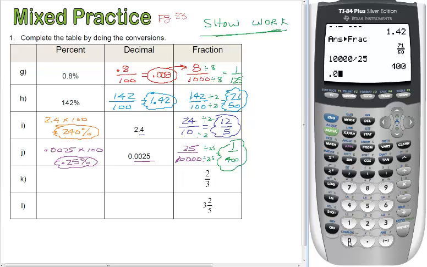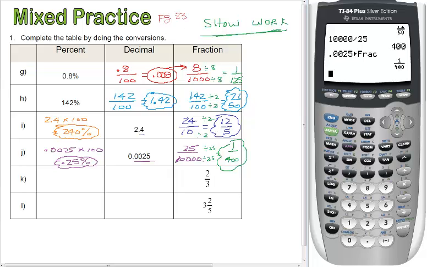Decimal 0.0025. Math, enter, enter, changes it to a fraction. Alright, and the last two examples have fractions going to decimals and percents.